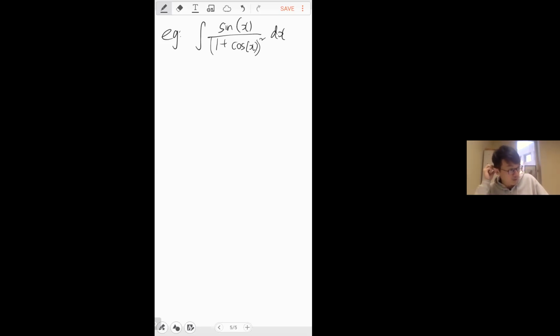So you have the integral of sine of x divided by 1 plus cosine of x squared. So what can I pick my u to be? Okay, so you can pick u to be 1 plus cosine of x. Is it okay for everyone? So does it make sense why I picked that?